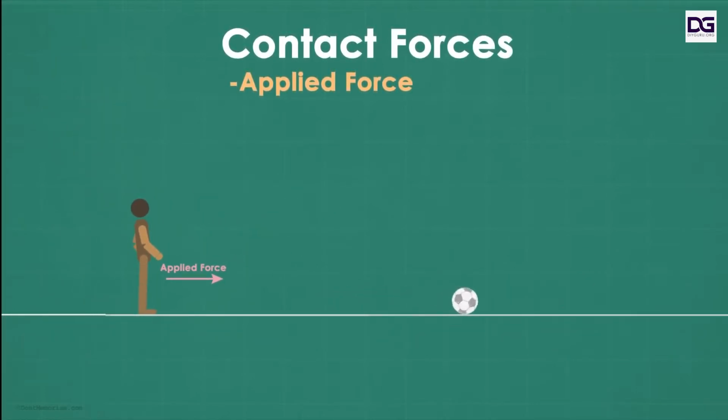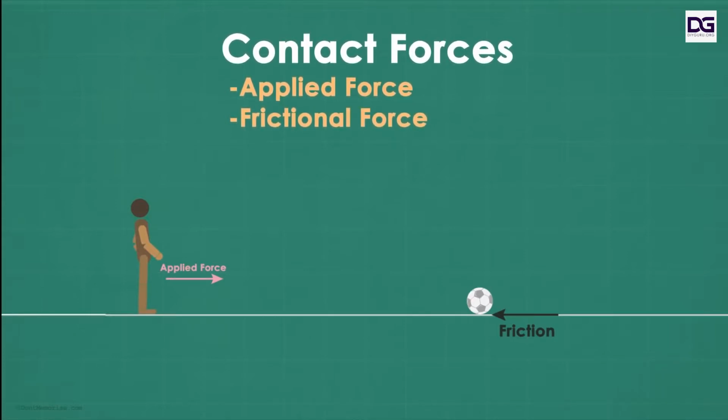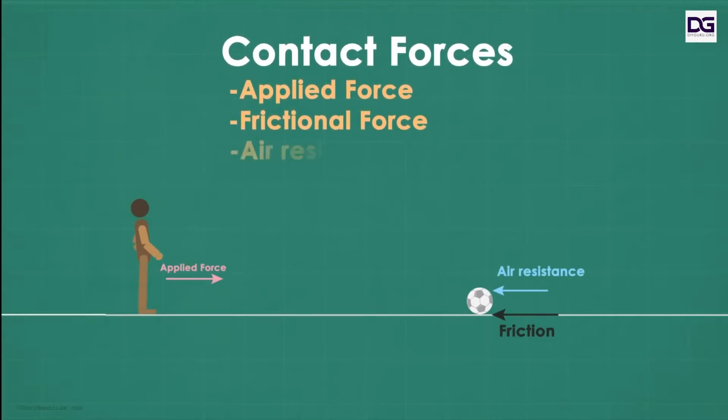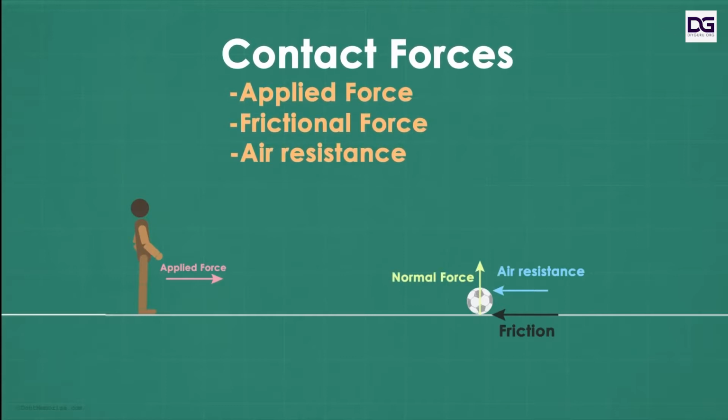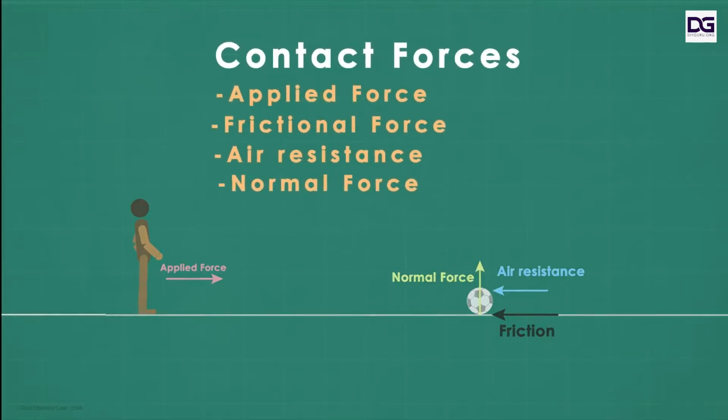Next, there is a force of friction which brings the ball to a halt. As the ball is in contact with the ground, the frictional force is also a contact force. Don't you think there was some air resistance? Yes, air resistance too is a contact force. The normal force, which is applying force in the upward direction, is a contact force as well. These were some of the contact forces we know of, but these are not the only ones.